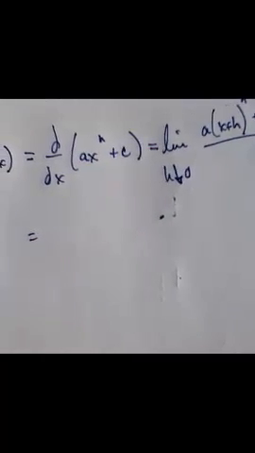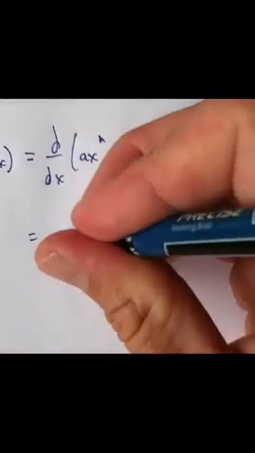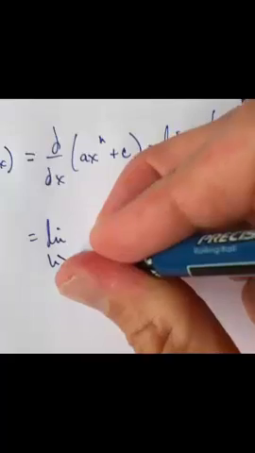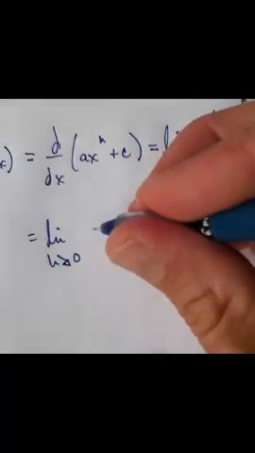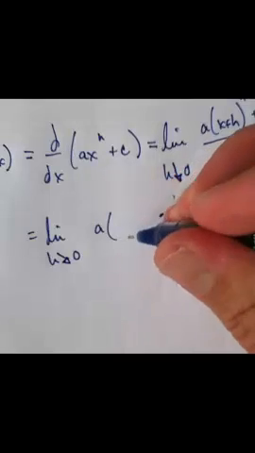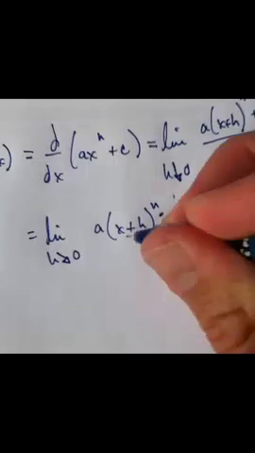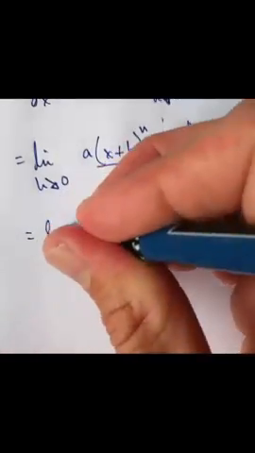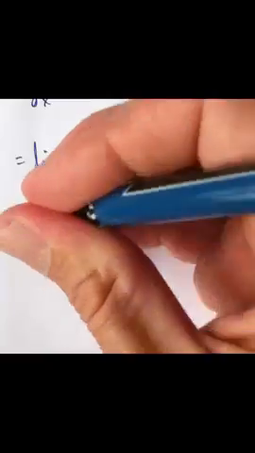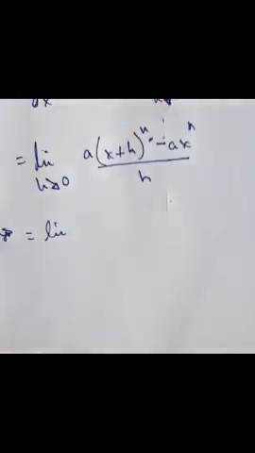So this is the limit as h goes to 0 of a times (x plus h) to the nth power minus ax to the n, over h, because we have a c here minus a c there. Those just go away, so we're just left with this. And now at this point, I'm going to invoke the binomial theorem. That's what I'm going to utilize.